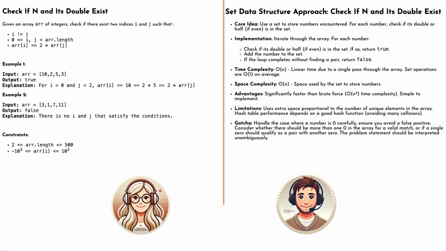That's a great point. The space complexity is also O(n) because in the worst case, we might end up storing all the numbers from the array in our set. Okay, so it's a trade-off. We're using more memory, but we're saving a lot of time. Exactly. It's all about finding the right balance for your specific needs.